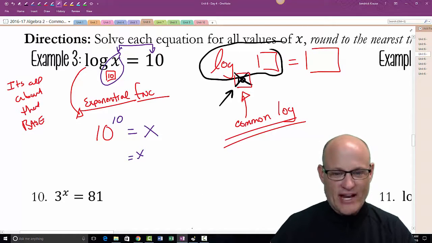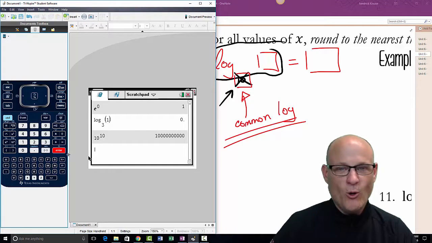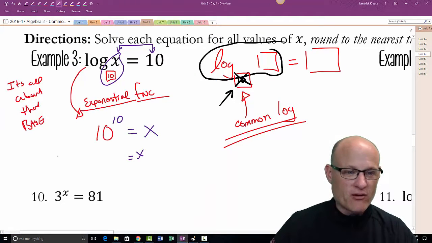Holy crap, that's like my salary from last year. Let's see what 10 to the 10 is. 10 raised to the 10. 1, 2, 3, 4, 5, 6, 7, 8, 9 zeros. Definitely my salary. Let's do it backwards: 0, 1. Here are the thousands. Here are the millions.